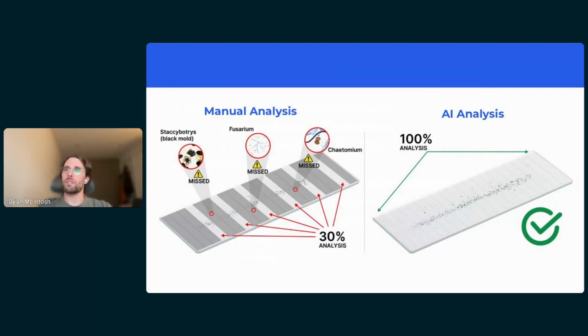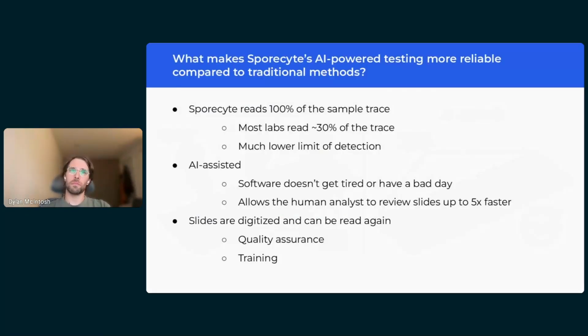So for us, we read the entire 100% of the sample trace, which allows us to have a lower limit of detection, as well as making sure we're not missing any of those hypercritical types. So AI assisted.